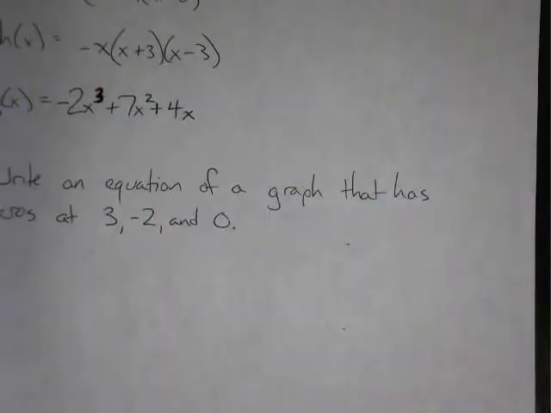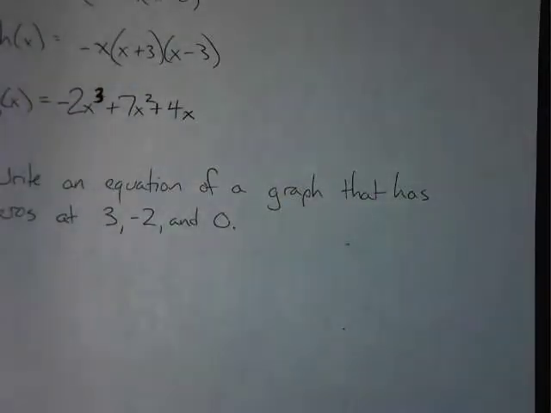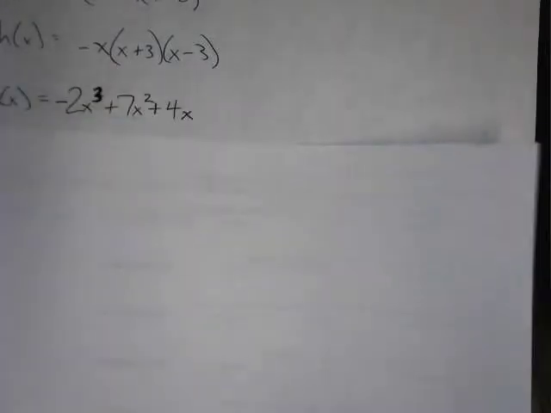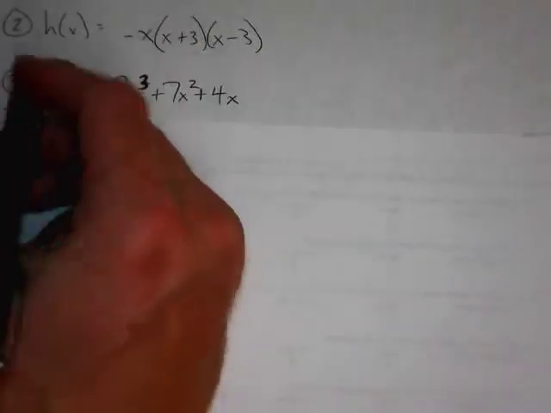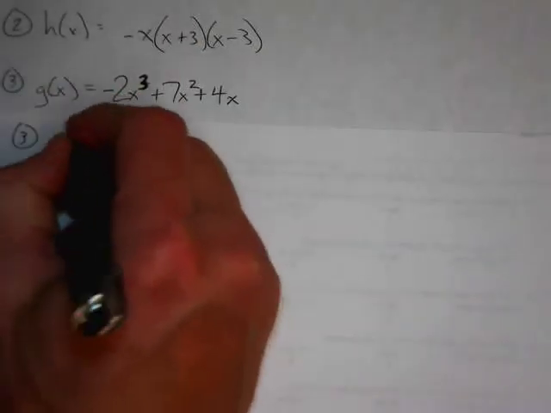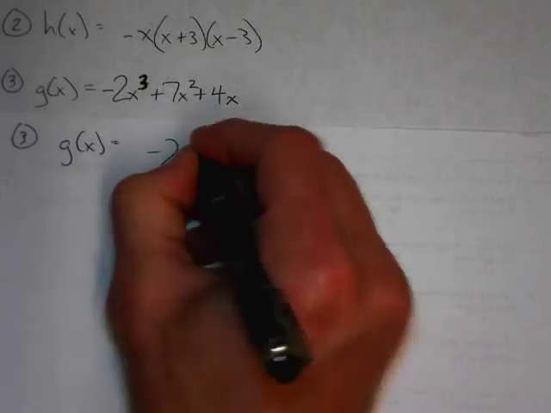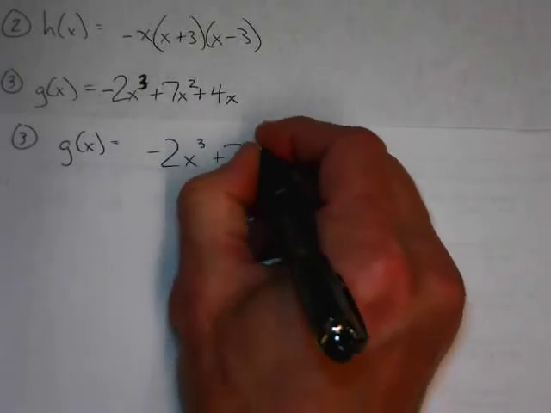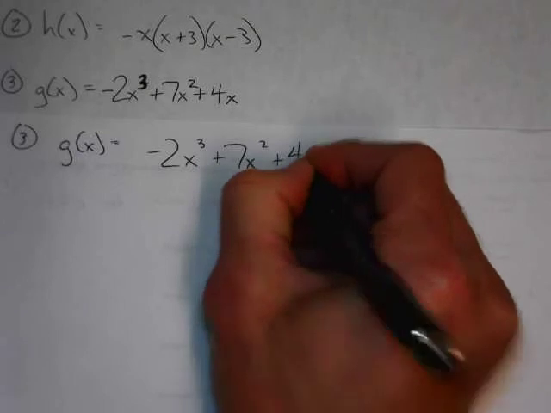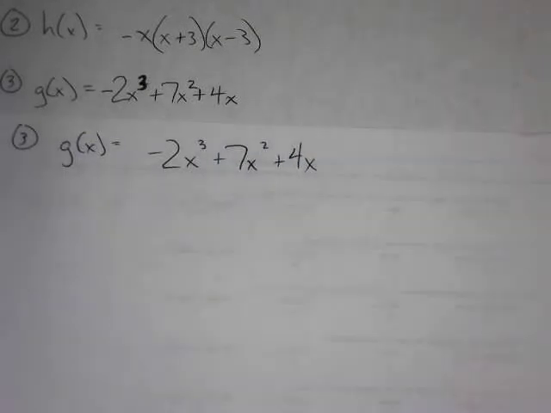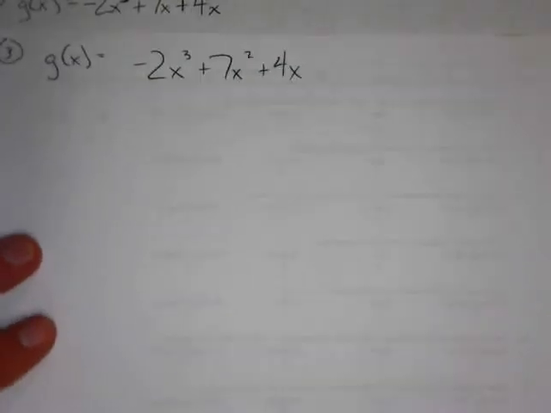So now for the third example. Third example is something a little bit more complicated. It's just telling us to do one extra step. So in our third example, we now have a function that is not factored. So we have negative 2x to the third power plus 7x squared plus 4x. We have this thing, and we're going to have to sketch the graph. So how do we do it?